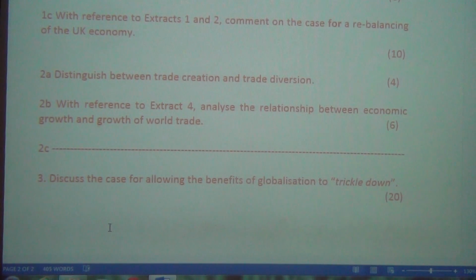Missing 2C on this occasion, and then a final one in terms of an essay, discuss the case for allowing the benefits of globalization to so-called trickle down, 20 marks.